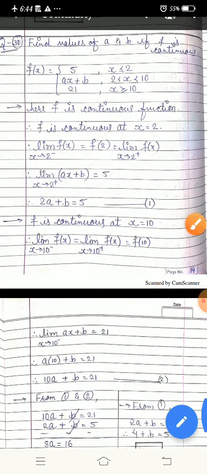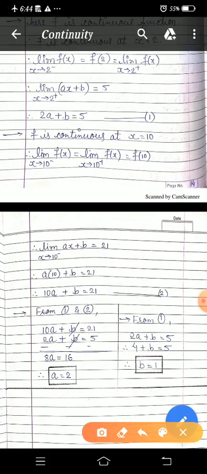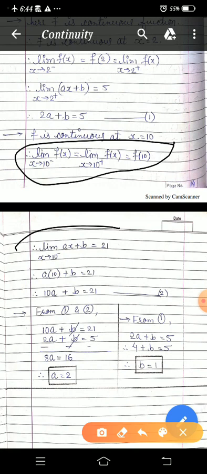Similarly, if we take the function is continuous at x equals 10, the left hand side limit, the right hand side limit and the value at that given point must all be the same. So limit x tends to 10 minus of ax plus b is equal to 21. So by putting the value of x, it will be 10a plus b equals 21. We got equation number 2.